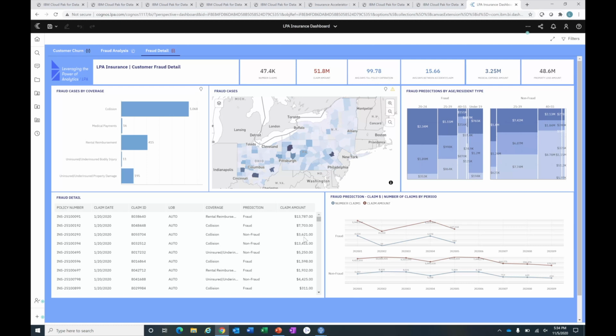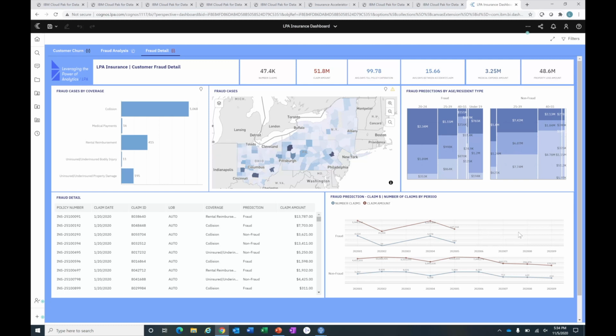I can also, again, look at a geographic view of my fraudulent claims, and I can see that there are some patterns here. So for example, in Pennsylvania, Venango County seems to have a higher incidence of fraudulent claims.